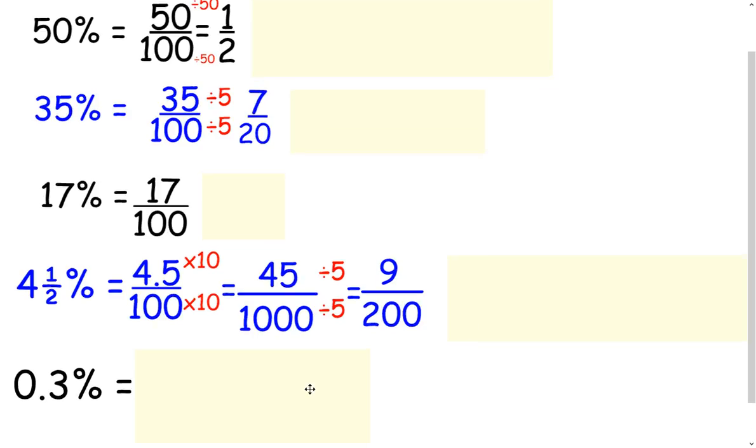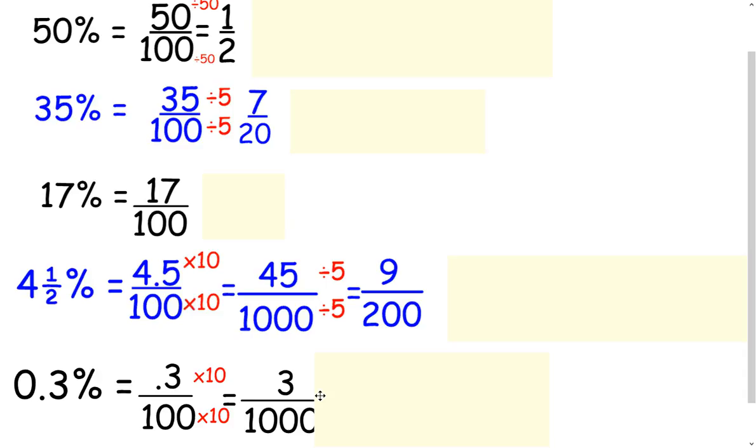Same idea for the last problem here, 0.3%. And we're going to write it first, just like we said, 0.3 over 100, just like a percent is. We're going to multiply it by 10. If it had been 0.03 on the top, we'd multiply it by 100. However many decimal places there are up here, we'd multiply by that many powers of 10. We'll end up with 3 over 1,000, and you can't reduce that. So that's our answer.